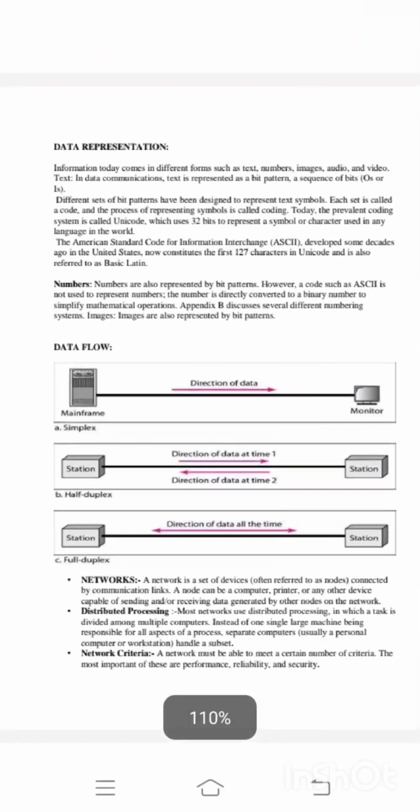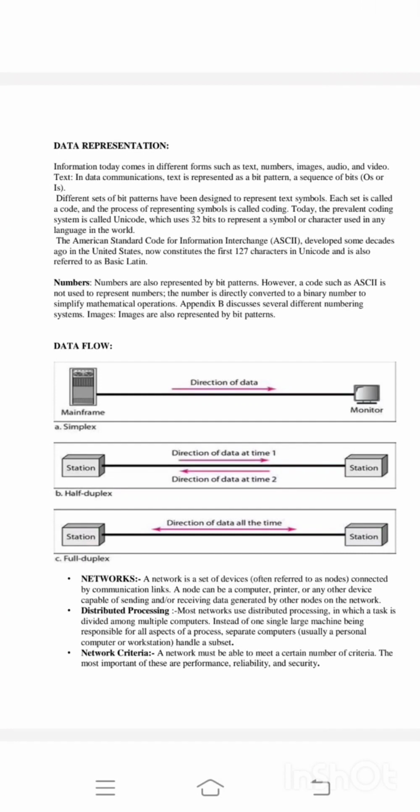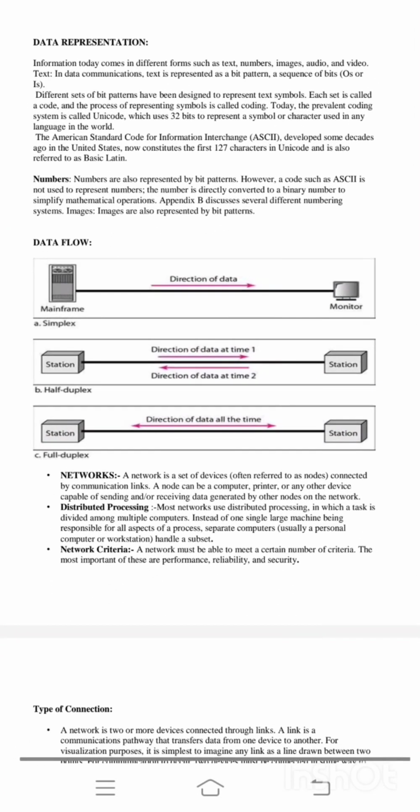Next, data representation. Information today comes in different forms such as text, numbers, images, audio, and video. Text. In data communication, text is represented as a bit pattern, a sequence of bits, zeros or ones. Different sets of bit patterns have been designed to represent text symbols. Each set is called a code, and the process of representing symbols is called coding.